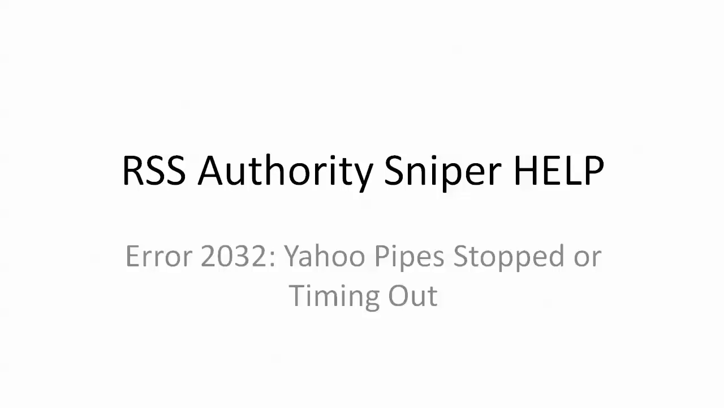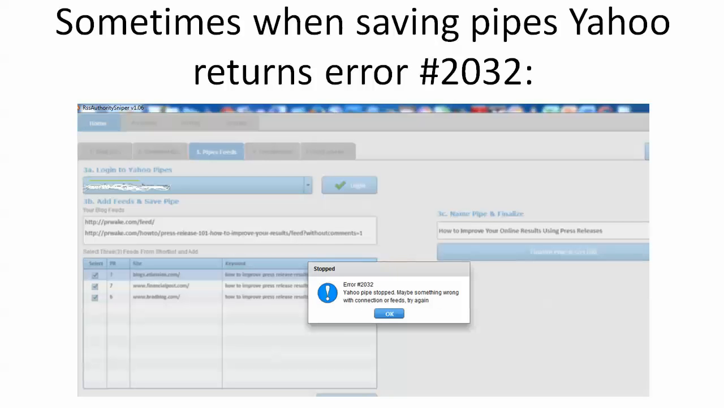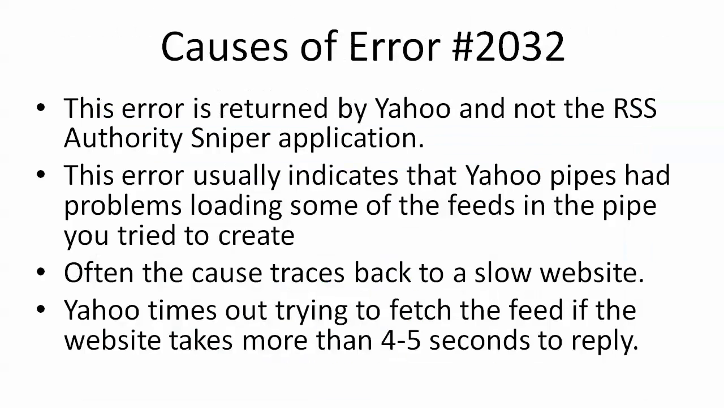Sometimes the application will come back and say error 2032, and often it will say something about the Yahoo pipe stopped or is timing out. A lot of times it looks something like this. The wording here has since been changed since this screenshot was taken to explain a little more of what's going on, but what you need to look for is error number 2032. Sometimes when that happens, there are some specific causes.